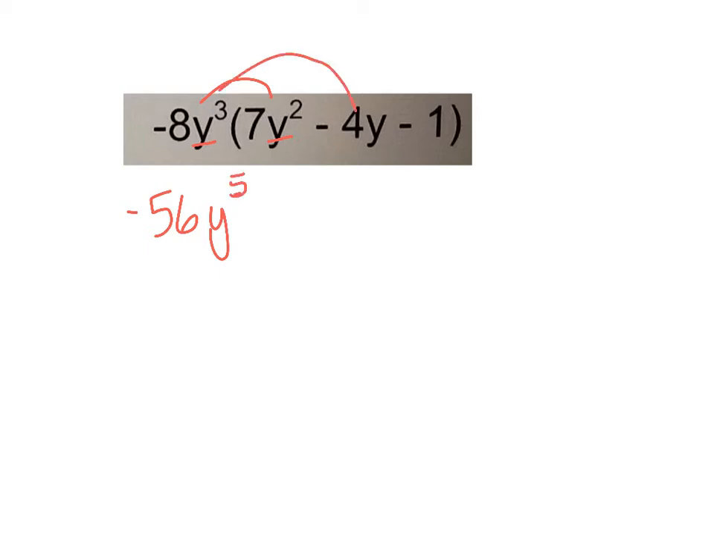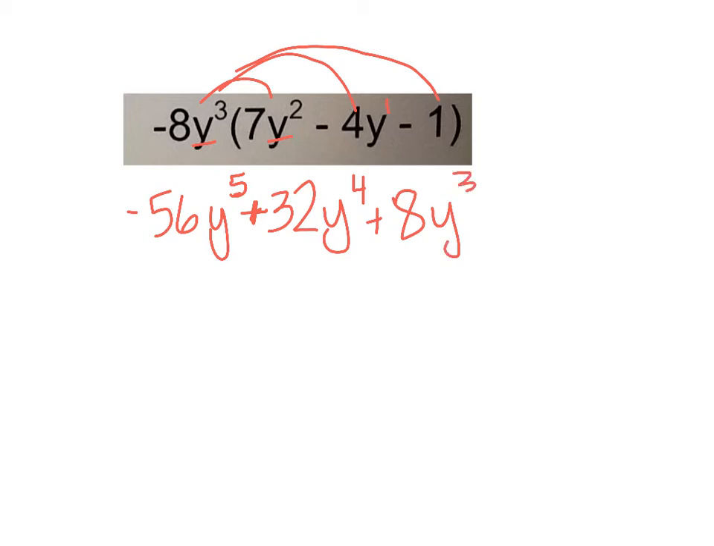For the next one then, it's negative 8 times negative 4, which becomes positive 32. And then it's 3 plus 1 more for y to the fourth. And then lastly, it's just negative 8 times negative 1, which becomes positive 8, and then y to the third remains because there's no power attached to that. So then your final answer is negative 56y to the fifth plus 32y to the fourth plus 8y to the third.